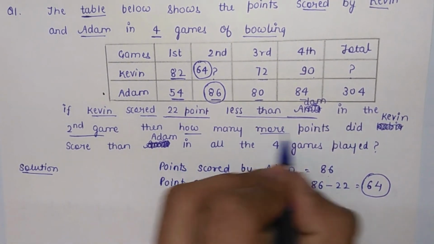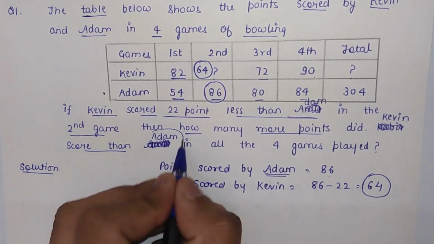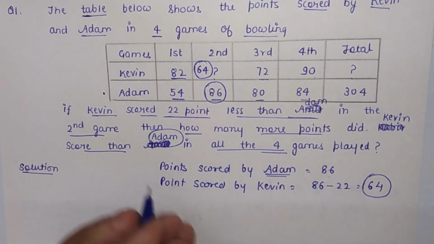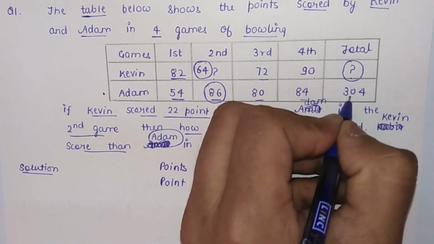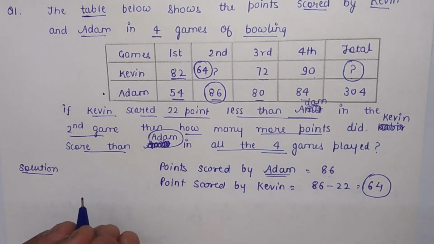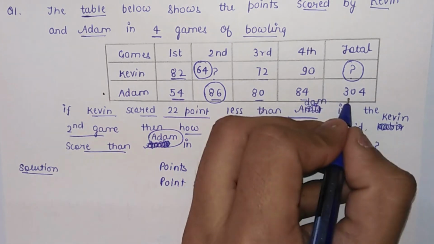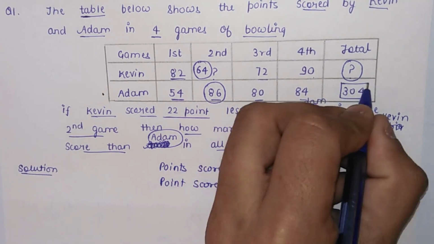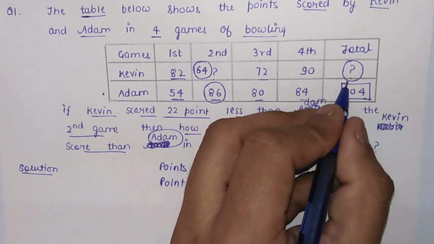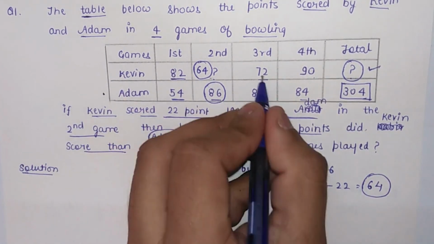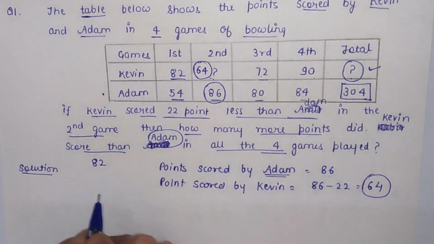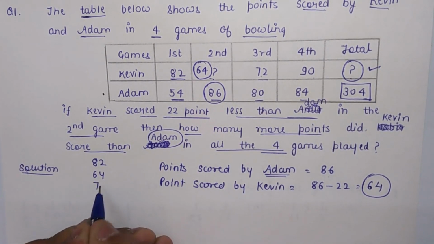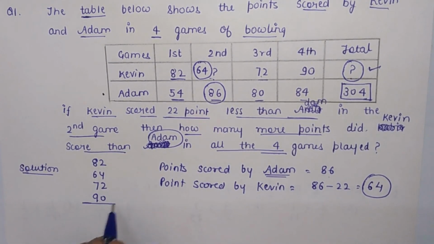Then how many more points did Kevin score than Adam in all the 4 games played? So it is asked how many more points are scored by Kevin than Adam. In order to check that, we already know Adam scored 304 points, but how many points did Kevin score? We have to take the summation of all these values. So let's take the summation to calculate. So 82, 64, 72, 90. Let's add all these values.